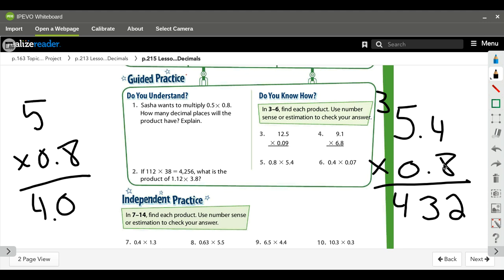All right, now I look for the number of values behind the decimal. So I have 2 numbers behind the decimal total in my factors. So my product needs to have 2 numbers behind the decimal. So it's going to be 1, 2. So my answer is going to be 4 and 32 hundredths.